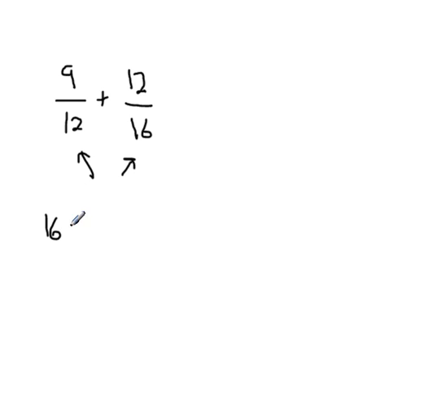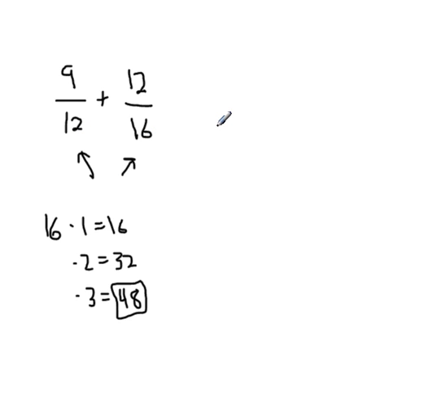So 16 times 1, which is not going to help you, will be 16. 16 times 2 would give you 32, but 32 isn't a multiple of 12. 16 times 3, that is 48. So that is a multiple of 12. So that'll be the easiest number to use as your common denominator. I can turn 12 and 16 into 48.